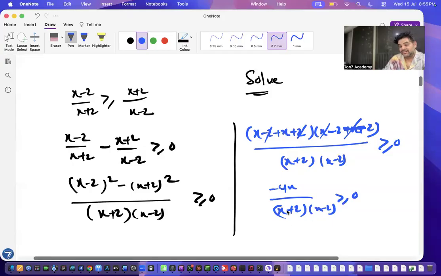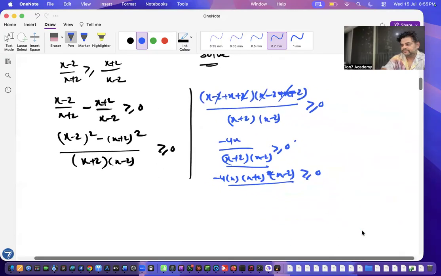Now, this is not the same thing, so you multiply up and down. You'll get minus 4x (x plus 2)(x minus 2) more than or equal to 0, because the same thing you multiply here gets cross multiplied. You know what to do with this. You make the minus 4 positive by multiplying by minus 1, remove it, and then flip the sign. That's what I was saying.